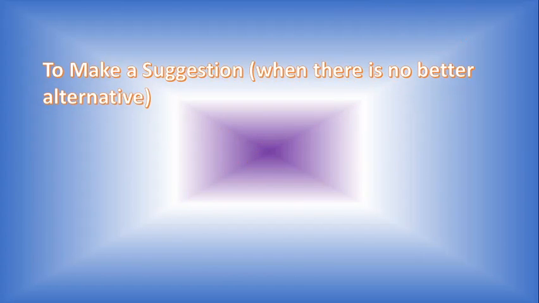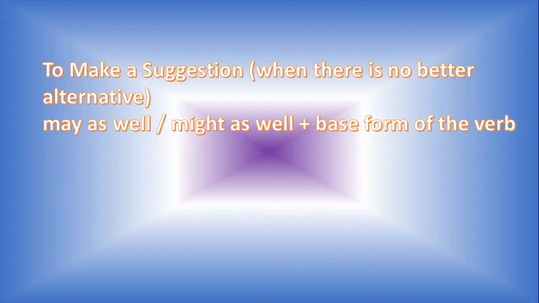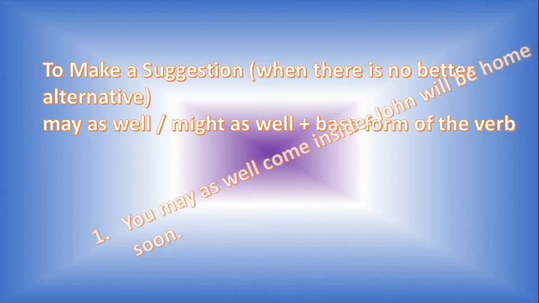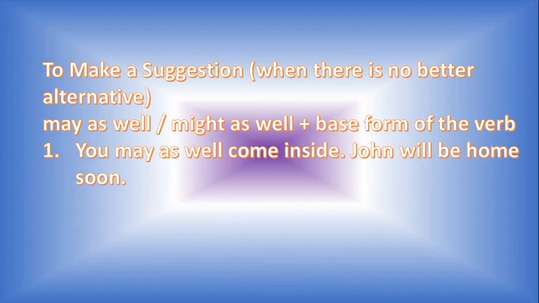We can also use it to make a suggestion when there is no better alternative. This time around, we have some other particle called as well. Look at the rule. You may as well or you might as well plus base form of the verb. How do we use this? You may as well come inside. John will be home soon. There is no better alternative than this. So just come in and wait for John.